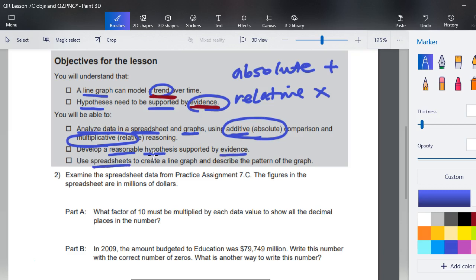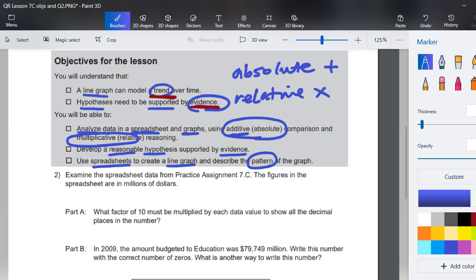and we're going to use spreadsheets to create a line graph, and then we're going to describe the pattern of that graph. So if you haven't hit pause already, go ahead and do at least question 2, maybe questions 2, 3, and 4, and then come back and we'll work on these together.